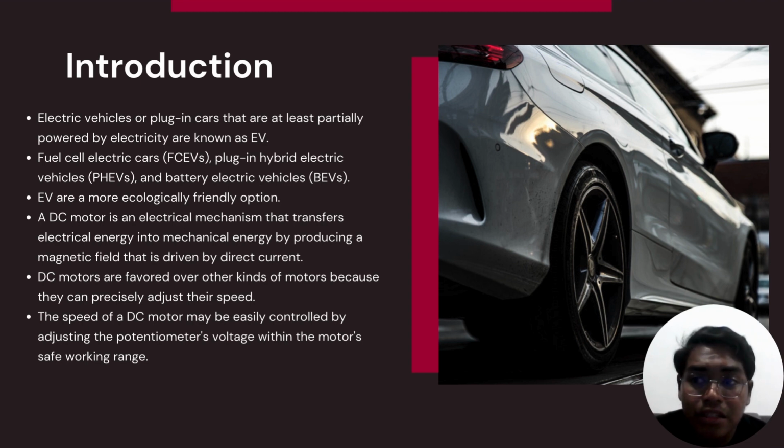Next, what is a DC motor? A DC motor is an electrical mechanism that transfers electrical energy into mechanical energy by producing a magnetic field that is driven by DC, or direct current. DC motors are favored over other kinds of motor because they can easily adjust their speed. The speed of a DC motor can be easily adjusted or controlled by adjusting the potentiometer voltage within the motor's safe working range.